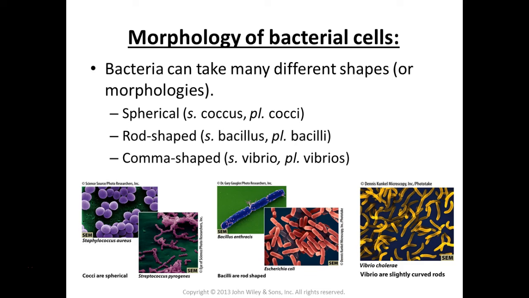And then some of them, instead of being a straight rod, have a curve to them. They almost look like little comets. So you see the curve there? Those are referred to as vibrio or vibrios, the normal plural we're used to, adding an S.